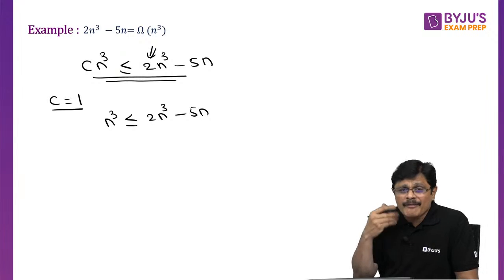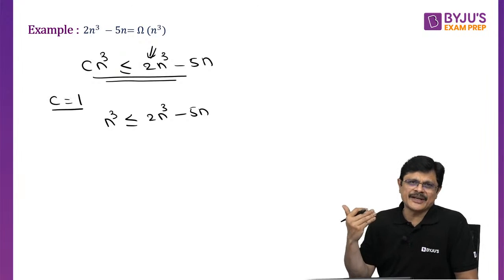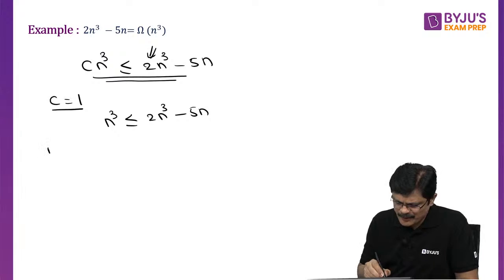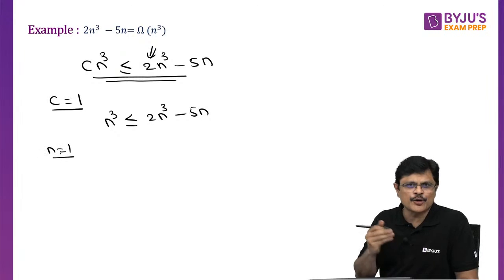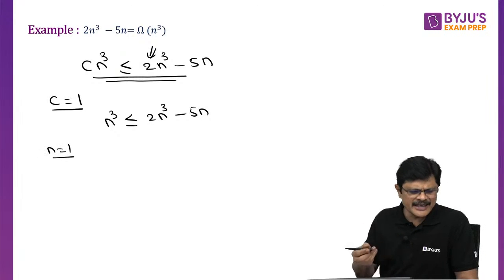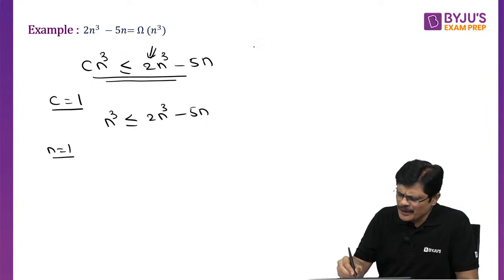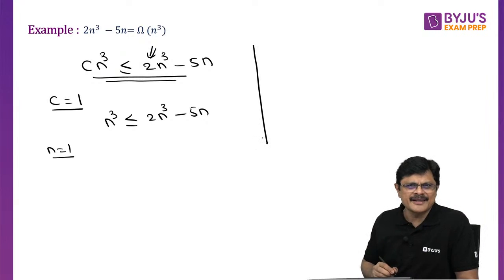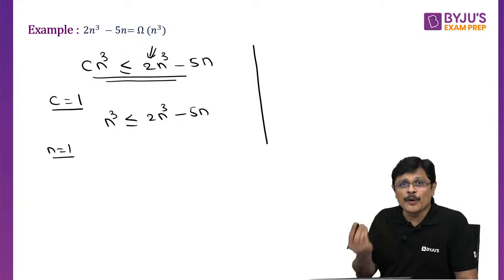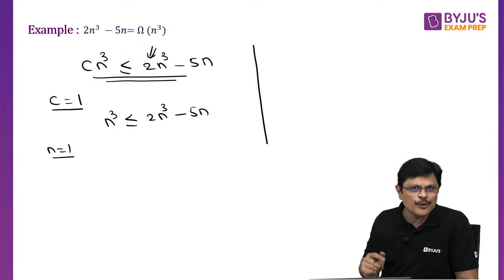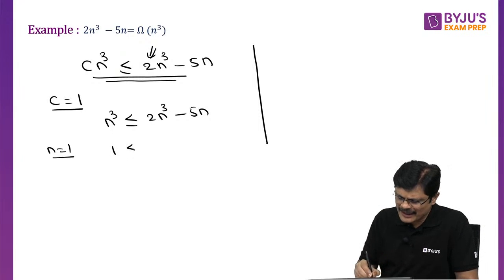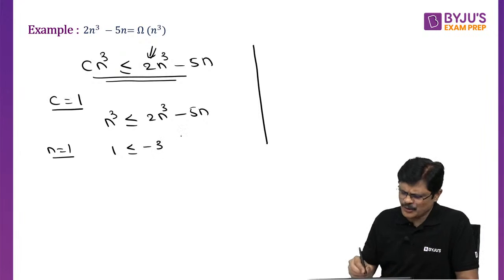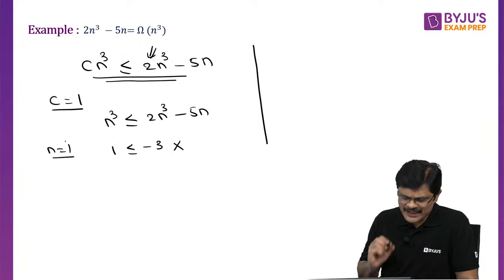Now for what values of n is this condition satisfied? One method of solving it is you can put n is equal to 1, verify, n is equal to 2, verify, like that you can do it. That is the general way people do it. We also do it mathematically, my dear friends. First let us do the general way. Put n is equal to 1: 1 less than or equal to 2 minus 5, 1 less than or equal to minus 3, correct? No. Wrong. So n is equal to 1 is wrong.